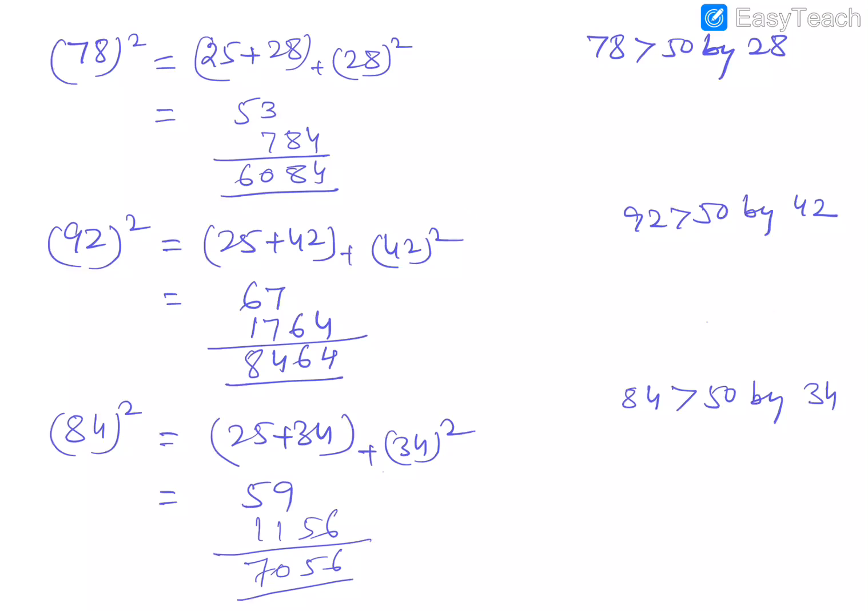Square of 92. 92 is greater than 50 by 42, so we will add 42 to 25 and write 42 square. This is 67 and the square of 42 is 1764, which will be written like this, and their sum is 8464. Similarly, we can calculate the square of 84.